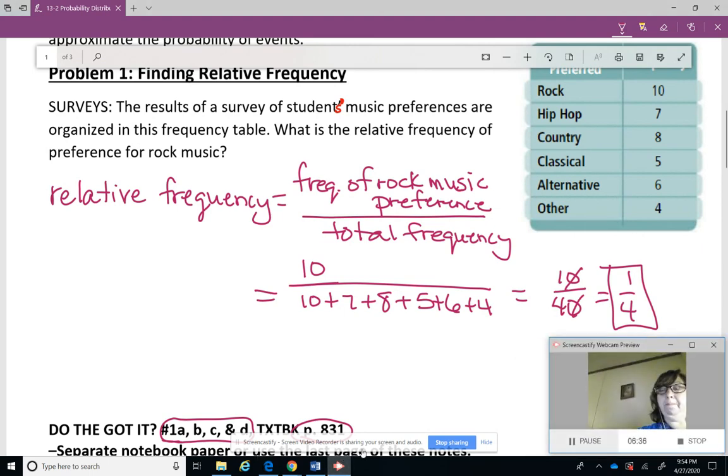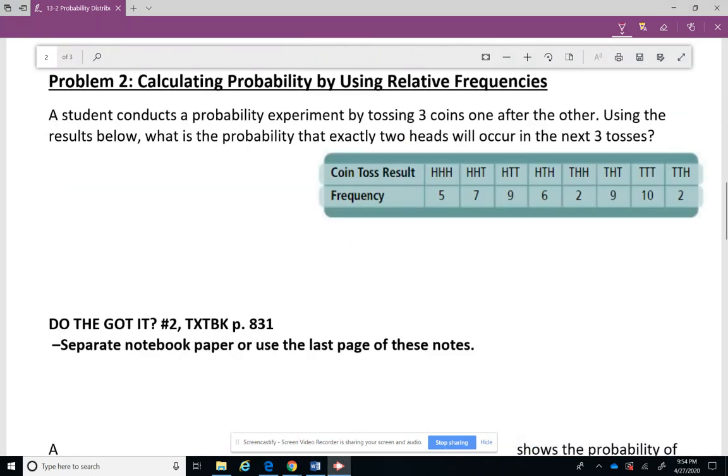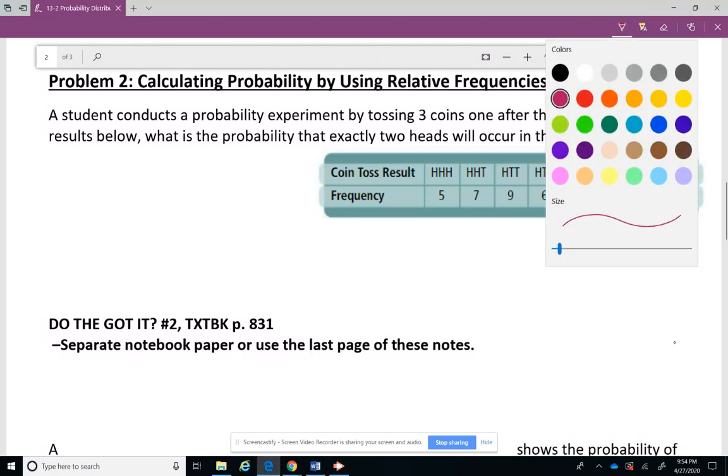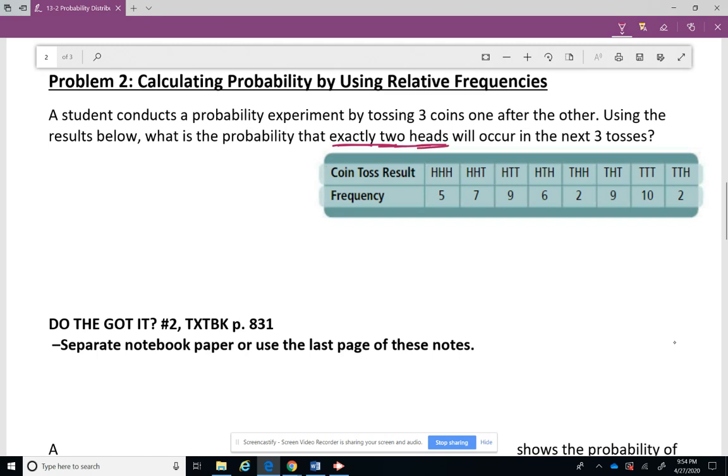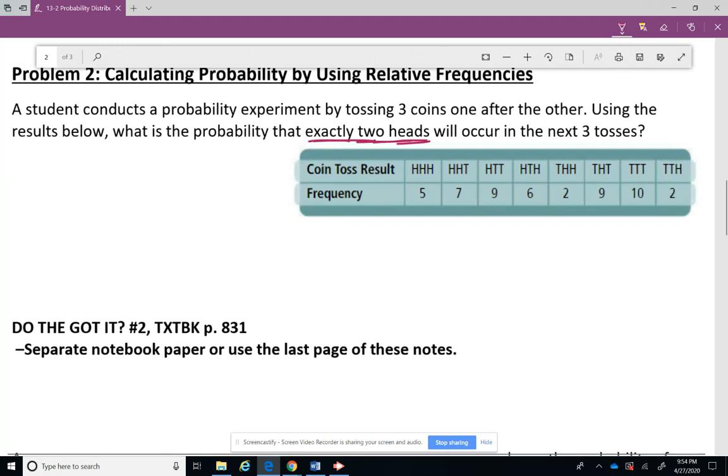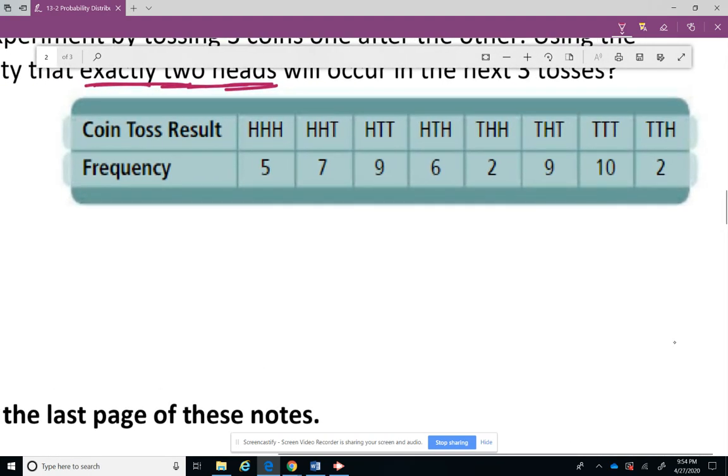A student conducts a probability experiment by tossing 3 coins, one after the other. Using the results below, what is the probability that exactly 2 heads will occur in the next 3 tosses? So this is what could happen. You could toss heads, heads, heads if you did it 3 times in a row. Okay? You could do heads, heads, tails.